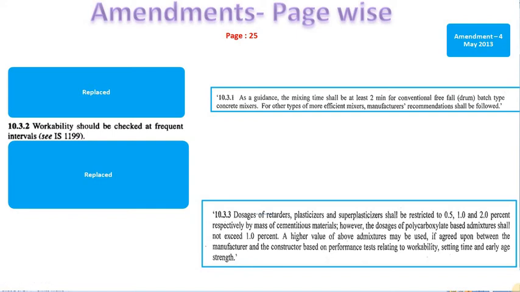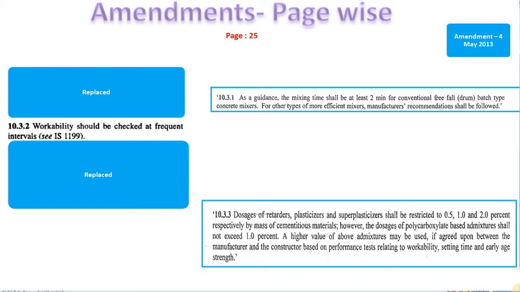And next is clause 10.3.3. That is also replaced. What it says is, dosage of retarder, plasticizer and superplasticizer shall be restricted to 0.5 to 2% respectively by mass of cementitious materials. However, the dosage of polycarboxylate based admixture shall not exceed 1%. A higher value of the above admixture may be used if agreed upon between the manufacturer and the constructor based on performance tests relating to workability, setting time and early strength.